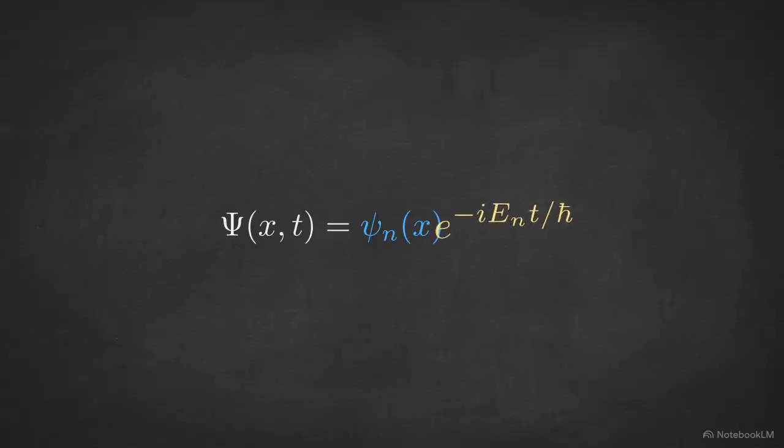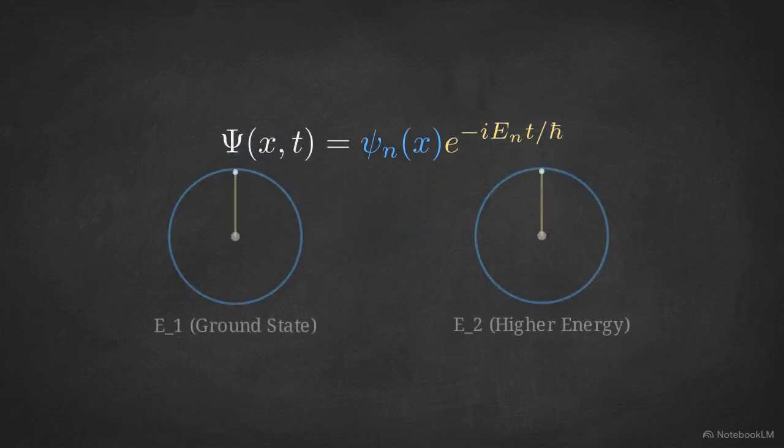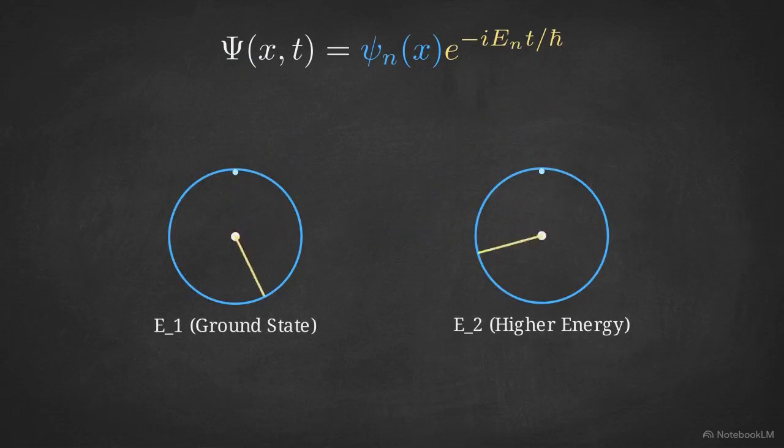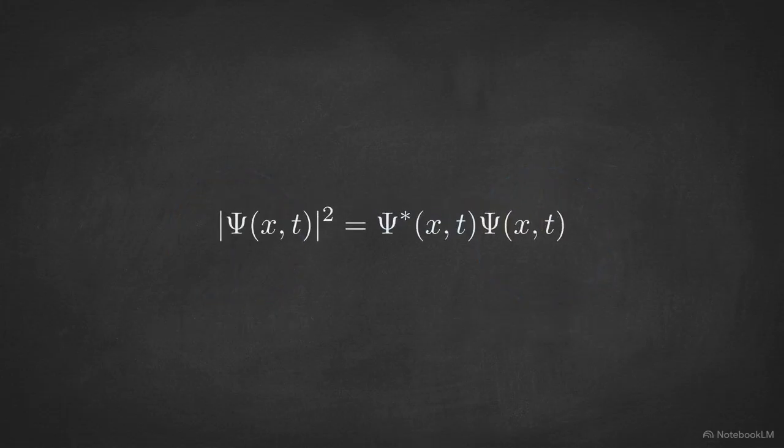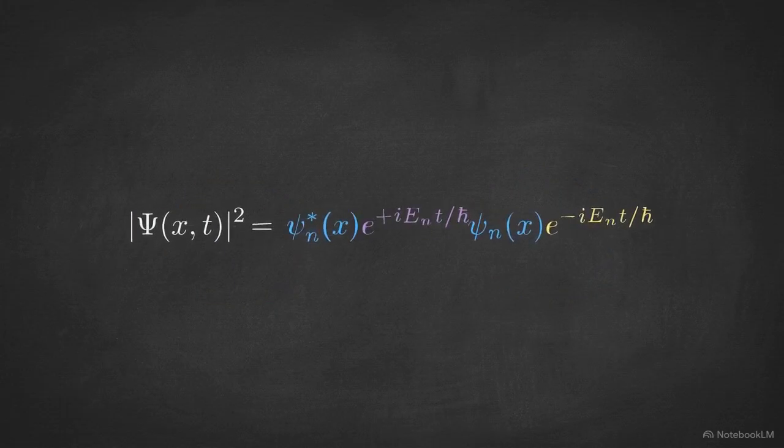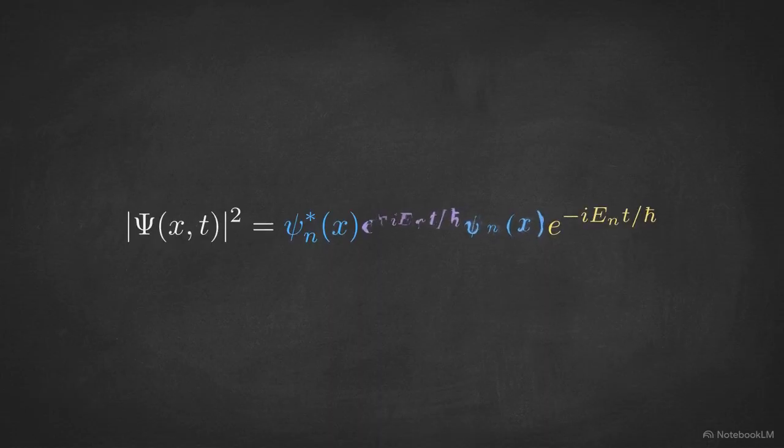To advance a single energy state through time, we multiply the spatial wave by a complex exponential phase. This phase term acts as a clock, rotating in the complex plane as time passes. The speed of this rotation is governed by the energy level. A higher energy state rotates faster. But we only observe the absolute square of the wave function, the probability density. When you square a complex exponential, it multiplies by its conjugate.